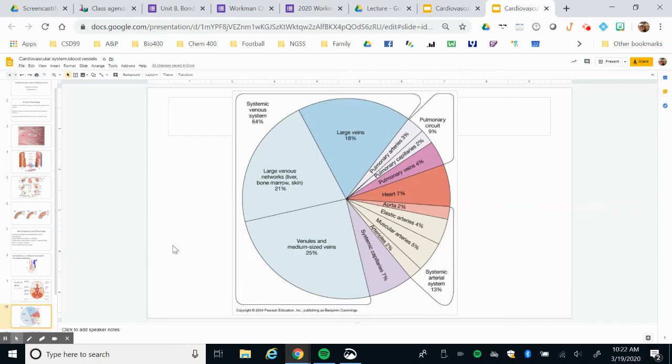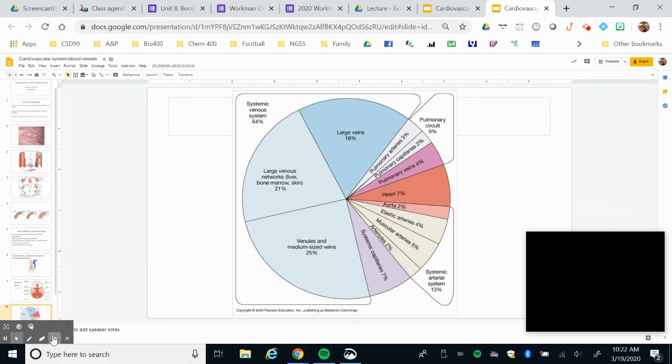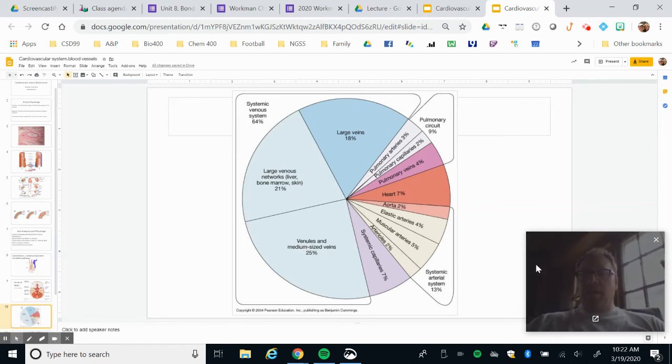I like this model here because it just kind of shows how much of your blood is where in your cardiovascular system at any given point of time. Now this is average, so situations can vary, of course. Let's see if I can bring myself back. Hey, I'm back. All right.